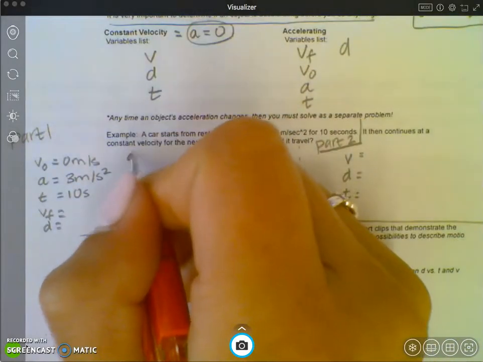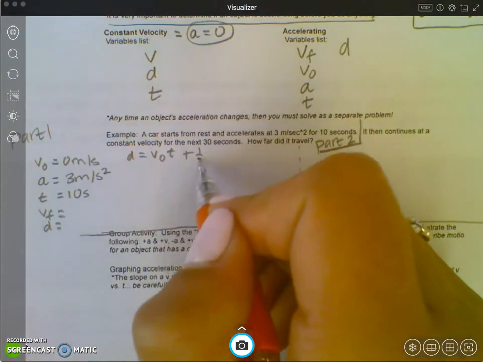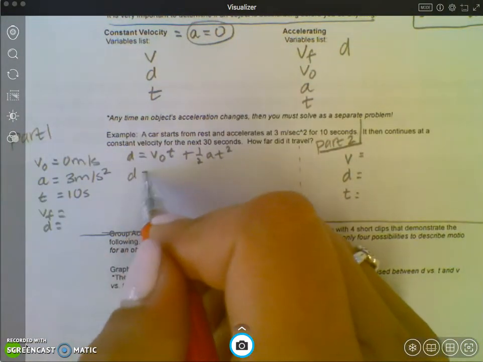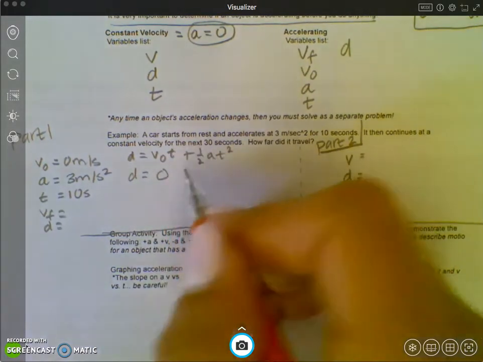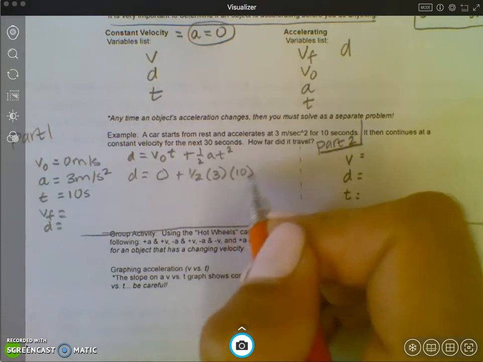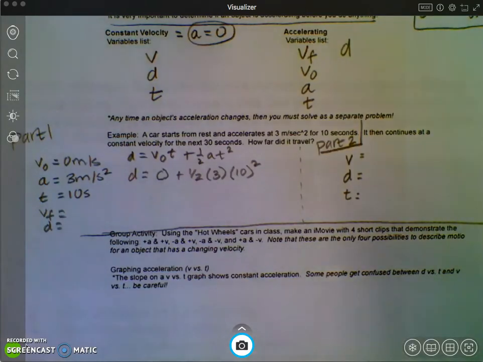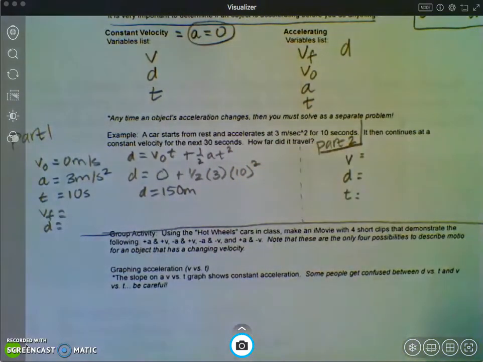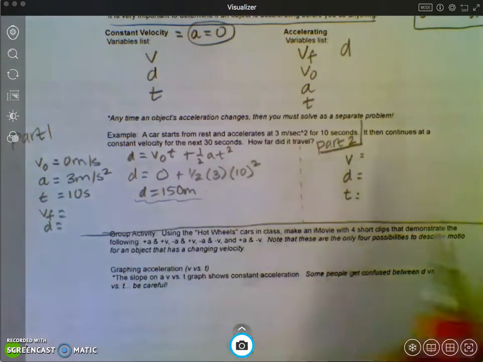So I'm going to say d equals initial velocity times t plus 1/2 at squared, okay? We know the initial is 0, so this whole piece goes to nothing, right? 0 times anything. Plus 1/2 times 3 times 10 squared. Okay, and when we do that piece, we get the displacement to equal 150 meters. Okay, so that's not our final answer, but let's make sure we remember that that's there.